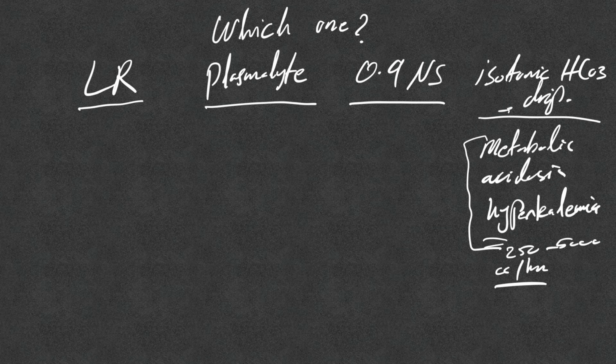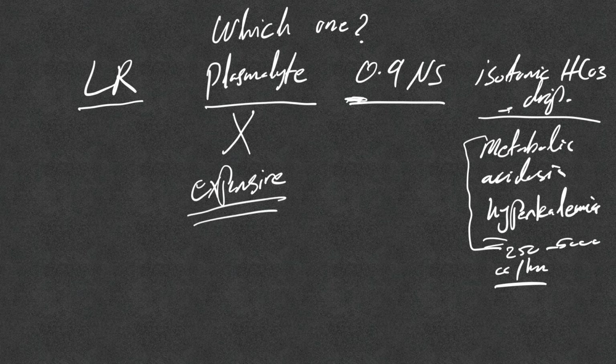Now, the Plasmalyte, I'm going to cross it off because what? Because it's expensive. The pharmacy will not dispense it for you just to give boluses. There are cheaper alternatives, which are 0.9 NS and LR. 0.9 NS or LR, whatever you pick, nobody really will blame you. But I always prefer lactated Ringer.